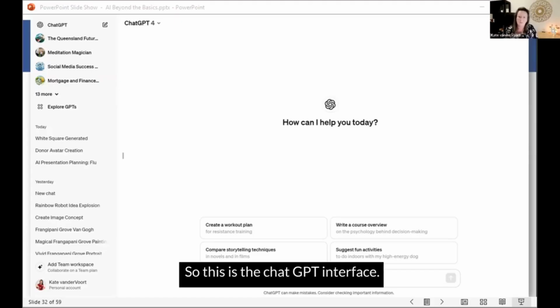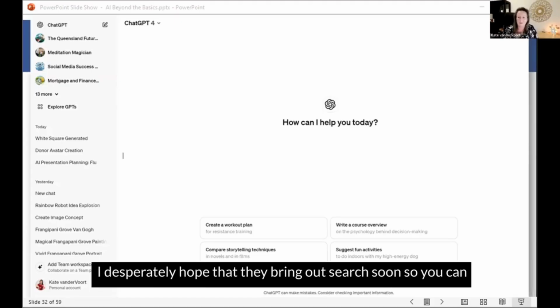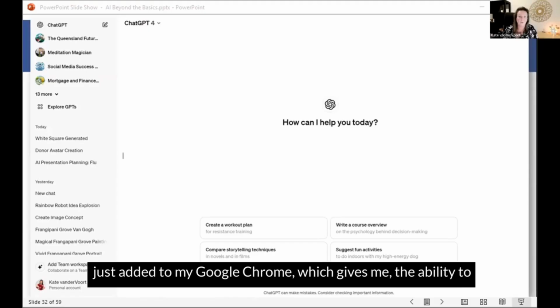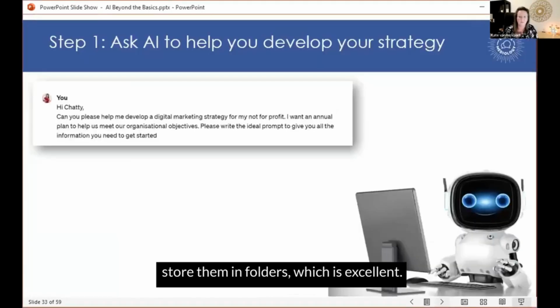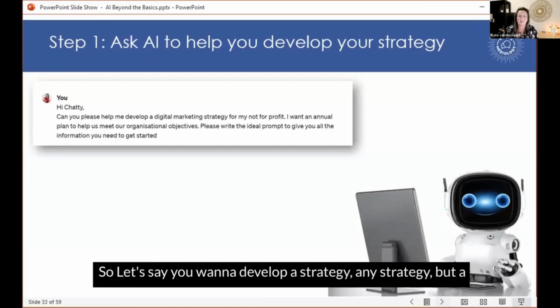So this is the ChatGPT interface. I desperately hope that they bring out search soon, so you can actually search through your gazillions of chats, because that's time consuming. Although there is an excellent extension I've just added to my Google Chrome, which gives me the ability to store them in folders, which is excellent. I can look for that if people are interested.